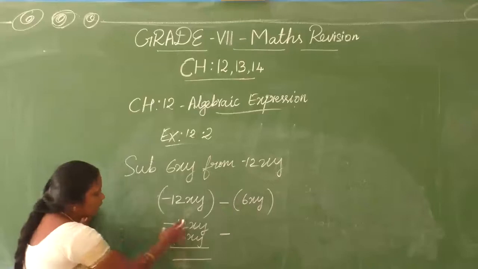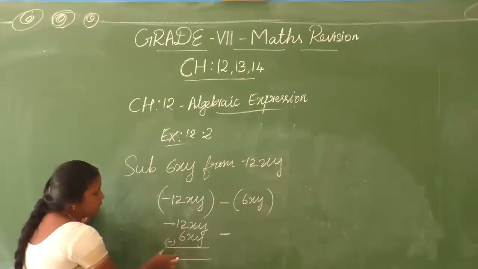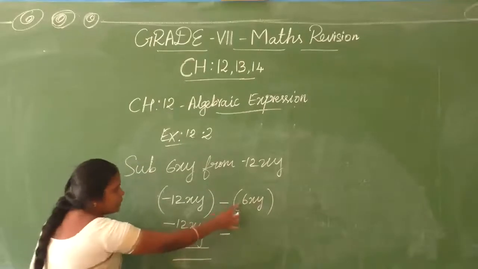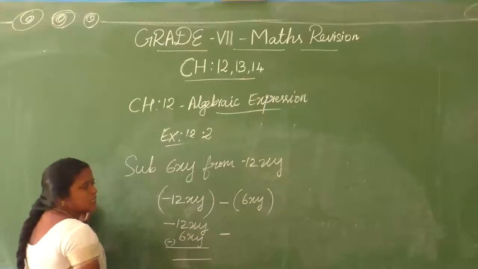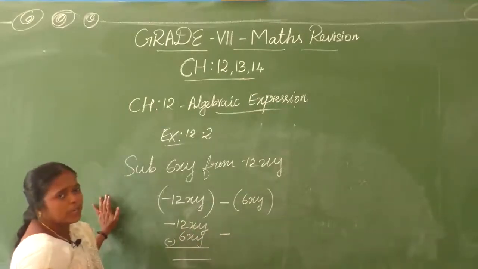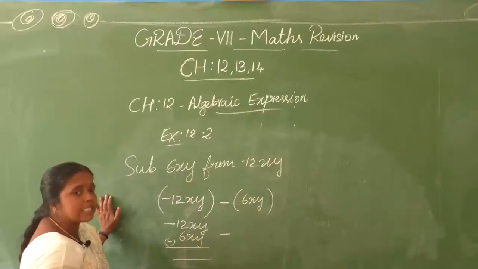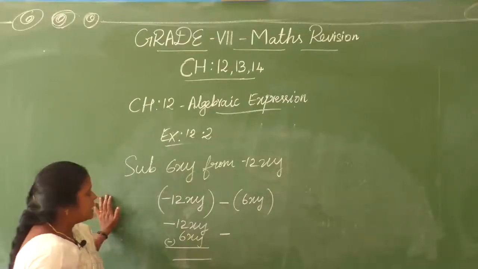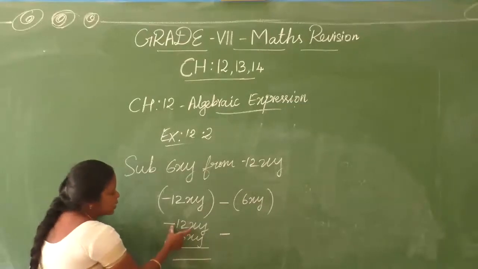Clear? And then add. So here minus 12, actually in the original beginning, that sign is positive. While subtracting, that sign is to be changed. That means you have to take the additive inverse. Plus 6, what is that additive inverse? Minus 6. Minus 8, what is that additive inverse? Plus 8. So that sign is to be changed. Okay, now minus 12xy minus 6xy.